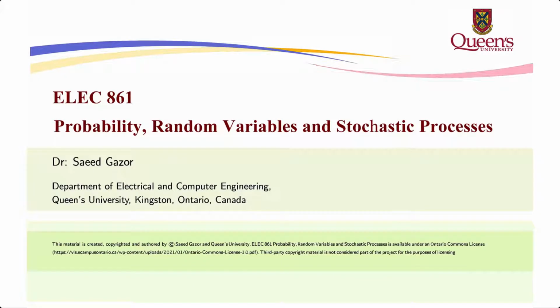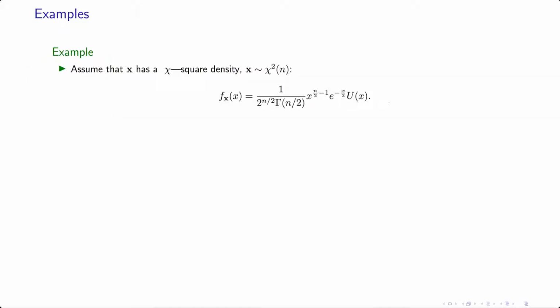Now let us have another example with interest in some application. In this example, assume that X has a chi-square distribution. A chi-square distribution is characterized by this PDF. Obviously, you could verify that this is a gamma distribution. So this is a gamma distribution with parameters, if you compare it with the gamma PDF, of alpha equal 1/2 and lambda equal to 2.